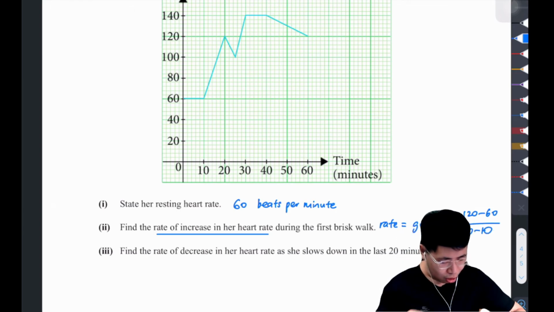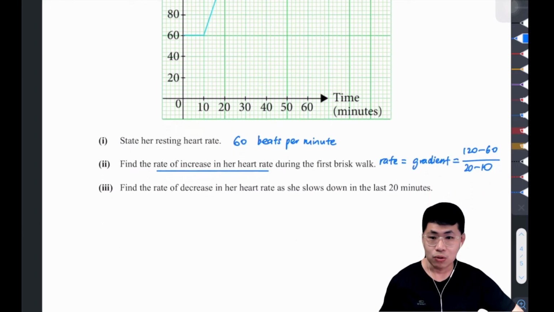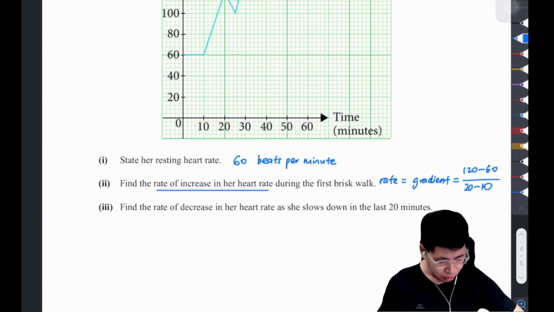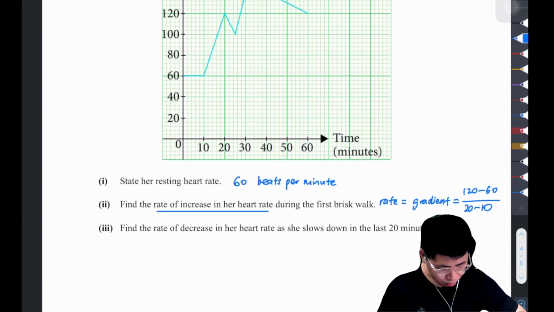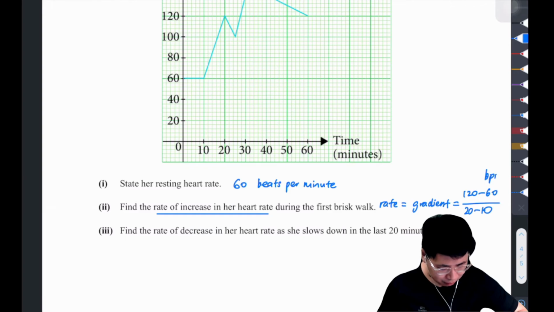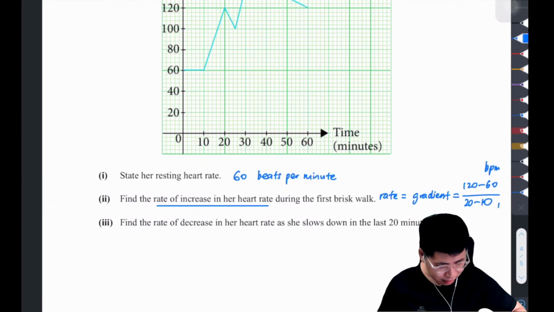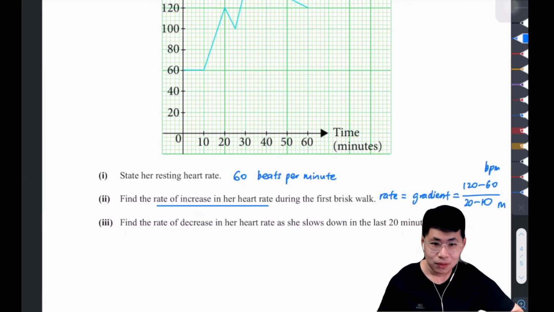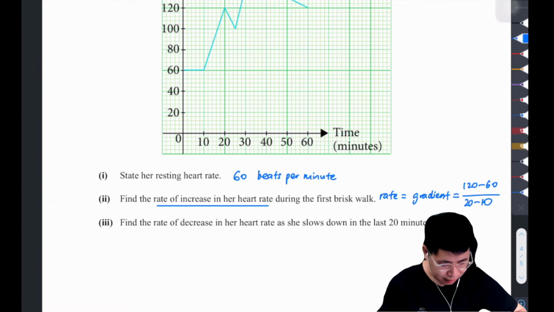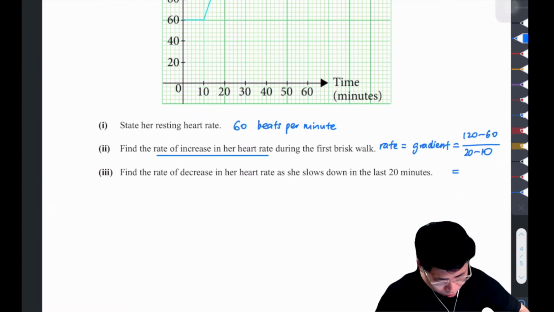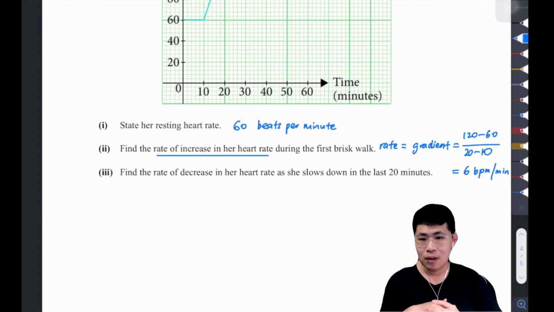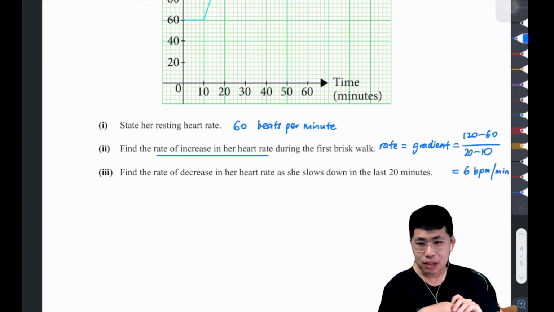Let's take a look at the units above. So 120, this is beats per minute, and this is in minutes as well. So the rate of increase in heart rate is going to be equal to 6 BPM, beats per minute.